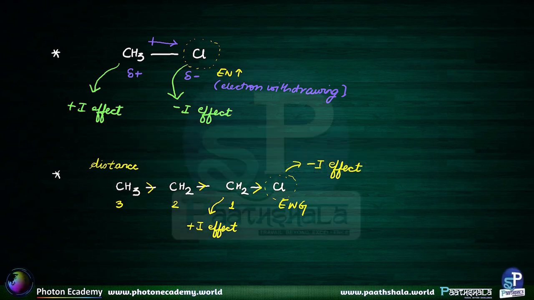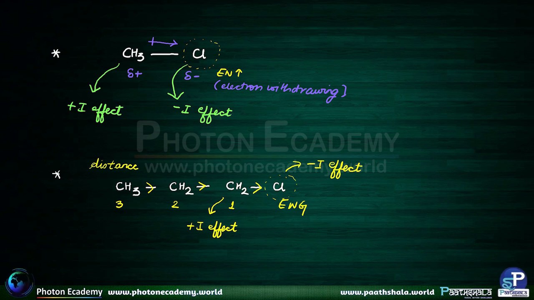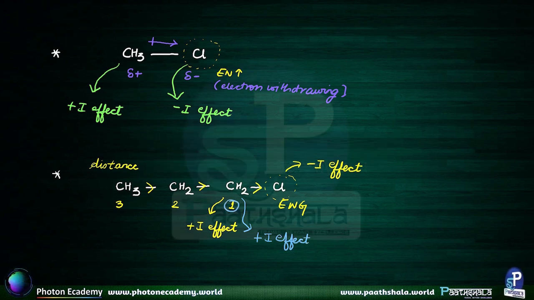What happens is, since this CH2 here is nearest to the Cl, which is being discussed, this CH2 actually has the highest plus I effect. So plus I effect is maximum in this CH2, which is the first one which we have marked. Similarly, as we go on increasing the distance, this plus I effect is decreasing, and the third carbon will have the least plus I effect.